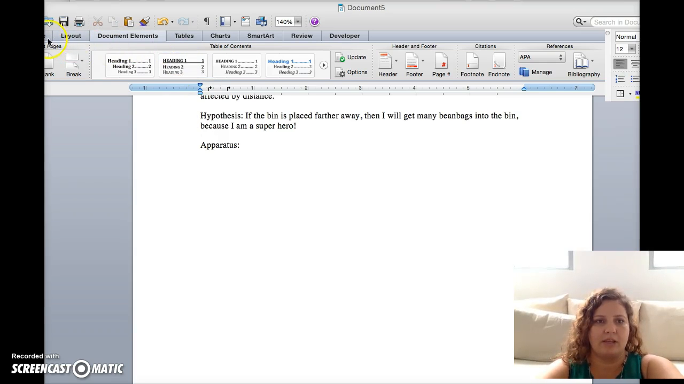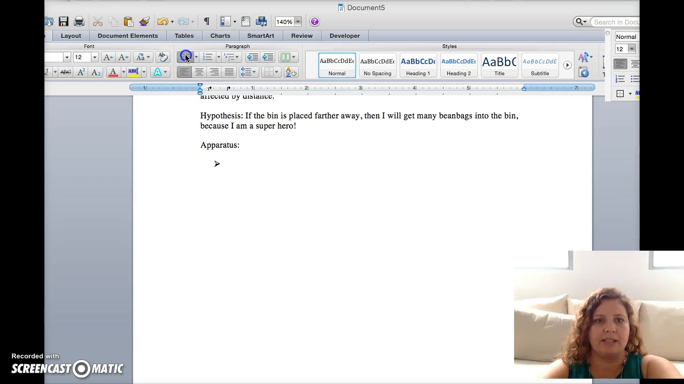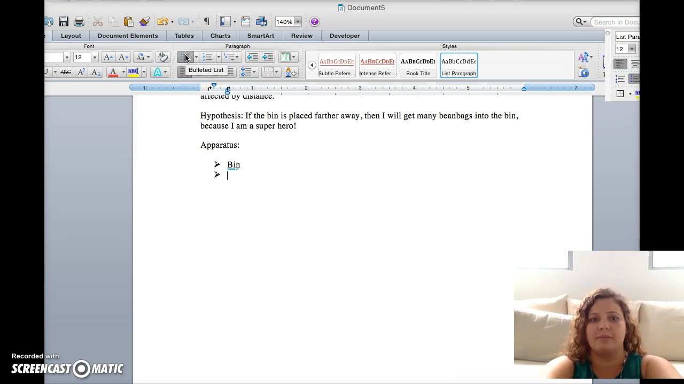And we're going to use bullets to write what we're going to need. Obviously, we're going to need a bin and beanbags. It would be a good idea to write how many beanbags you're going to use. Maybe you're going to use 10 each trial or 5 each trial, but it's not going to be just one. You're going to need more than one. So you can write how many.